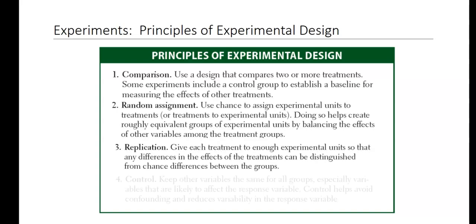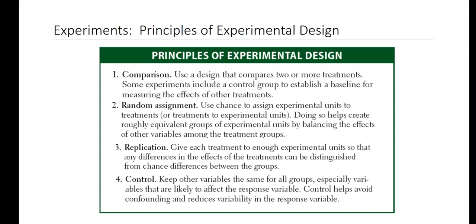These are the 4 principles of experiment design. You need to know these. These are biggies. Whenever you're designing an experiment, which we're getting into now, you want some comparison. Compare 2 or more treatments. You want to have a control group, maybe a couple of treatment groups, but at least one treatment group. Use chance to assign experimental units to treatments or treatments to experimental units. These 4 are just really big. You want the comparison, so usually that's a control group. Random assignment creates roughly equivalent groups.